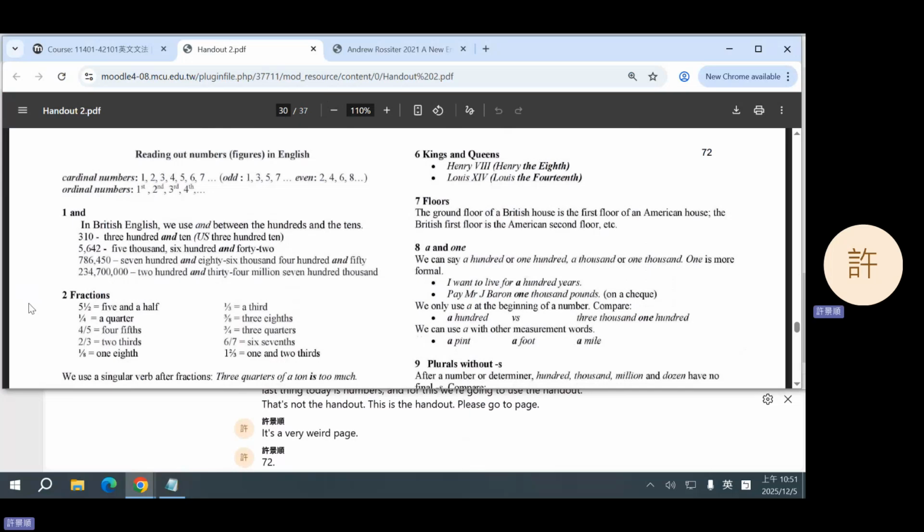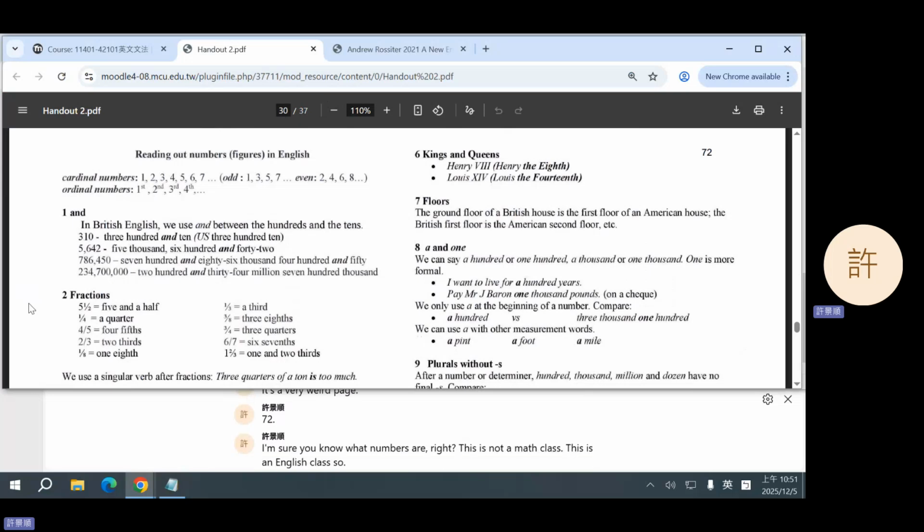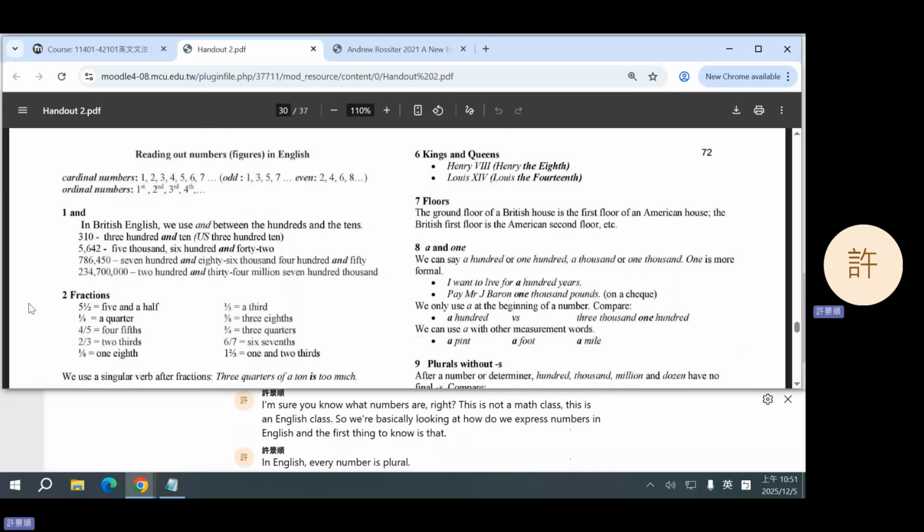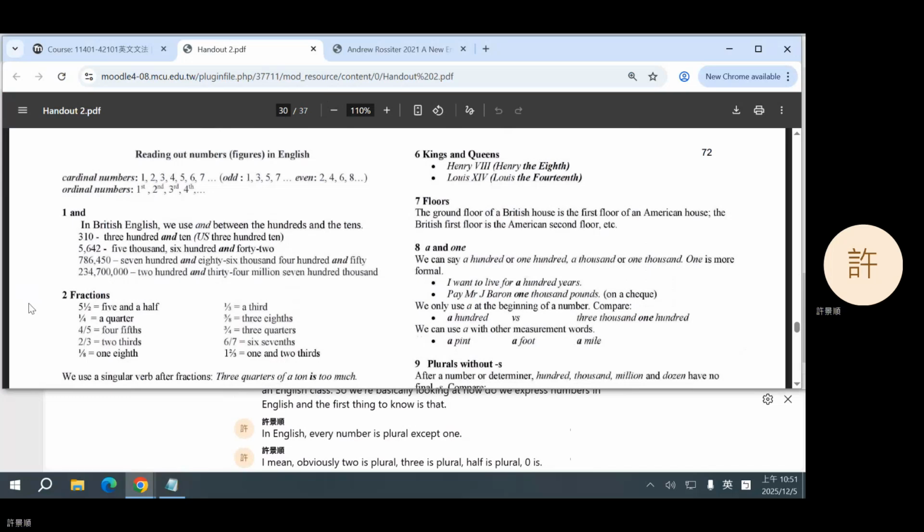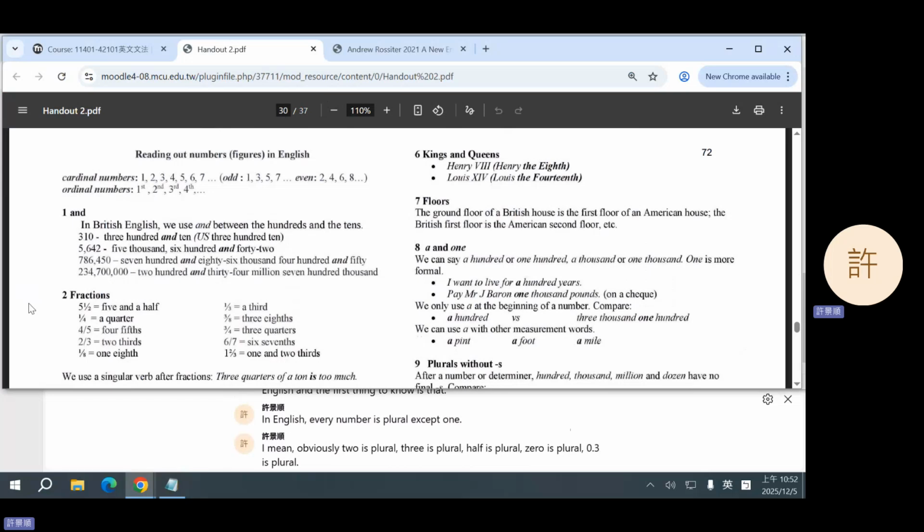I'm sure you know what numbers are, right? This is not a math class. This is an English class. So we're basically looking at how do we express numbers in English. And the first thing to know is that in English, every number is plural except 1. I mean, obviously 2 is plural, 3 is plural. Half is plural. 0 is plural. 0.3 is plural. Only 1 is singular.